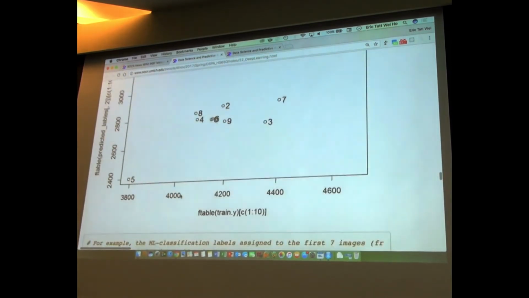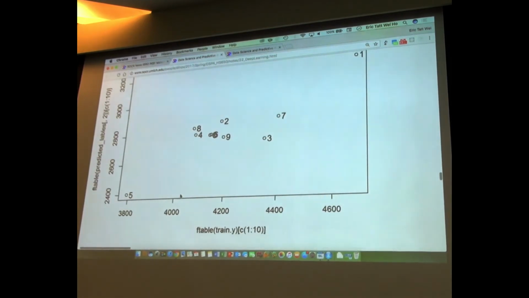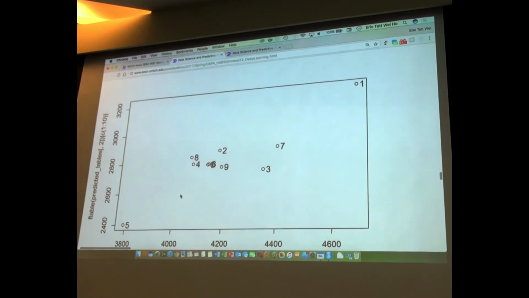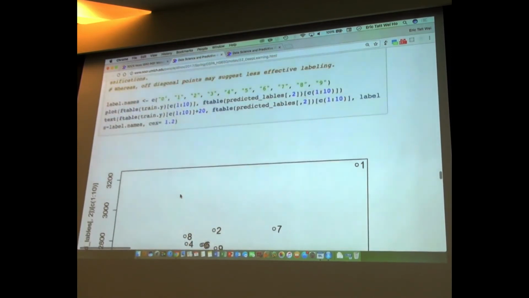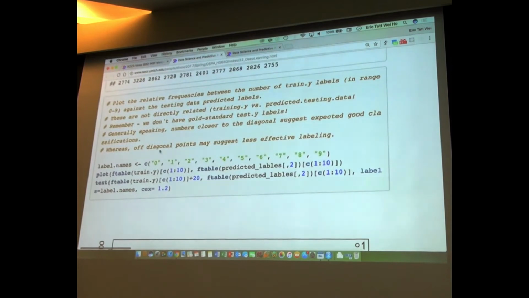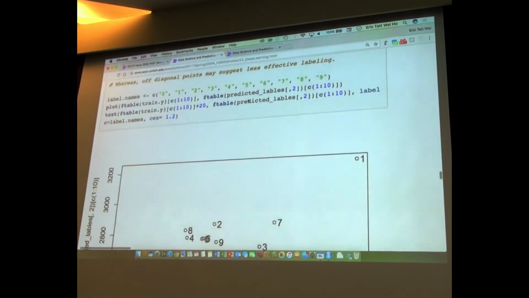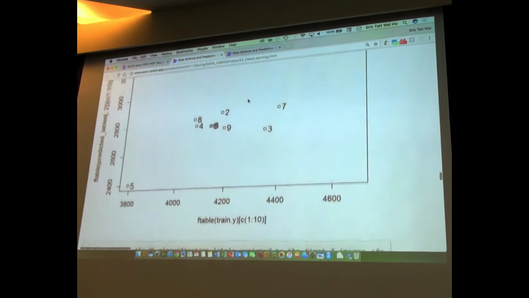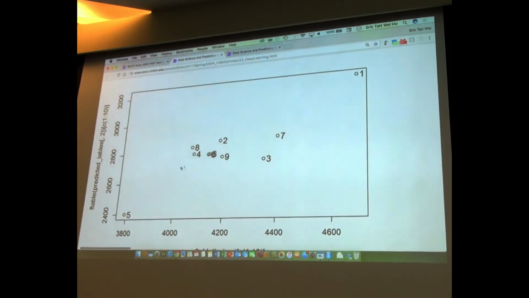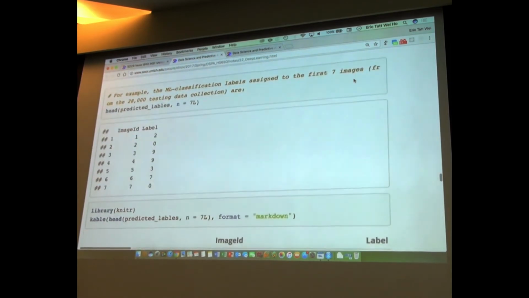And then I went ahead and plotted, for all of these, the relative frequencies between the number of the training data labels against the testing data predicted labels. Okay, so these are not directly associated unless testing and training data are proportional, and you can see that they're roughly speaking linear, which kind of suggests perhaps that we may be doing okay.